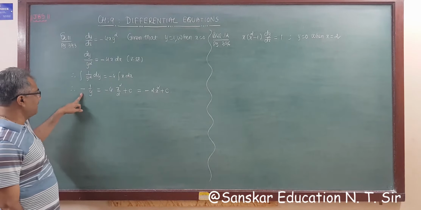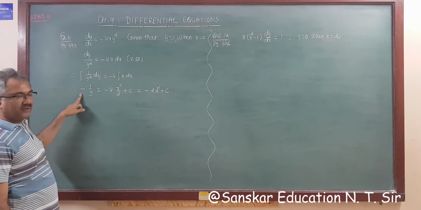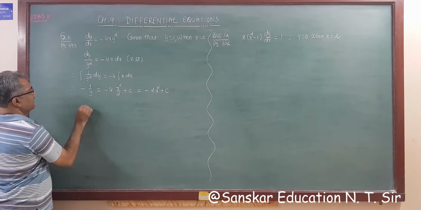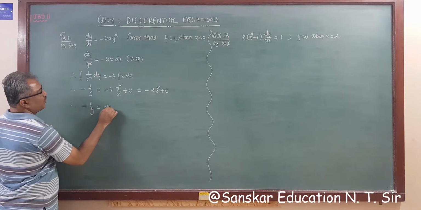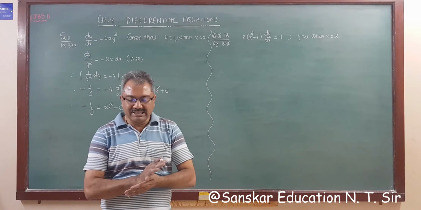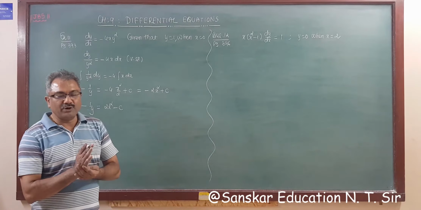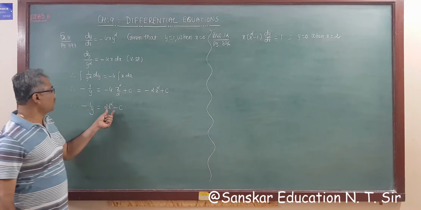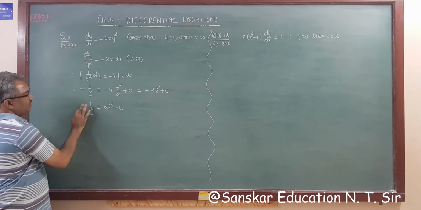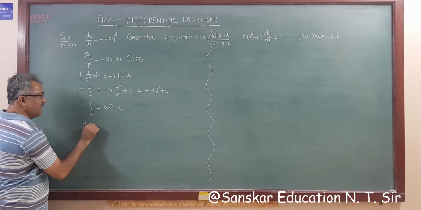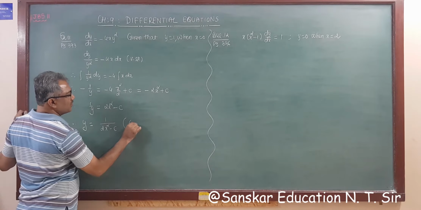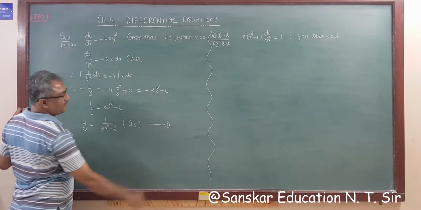If we take minus common, we get minus 1 upon y is equal to 2x square minus c. Then if we multiply, the minus will cancel, so y will be 1 upon 2x square minus c. This is your general solution, say equation number 1.